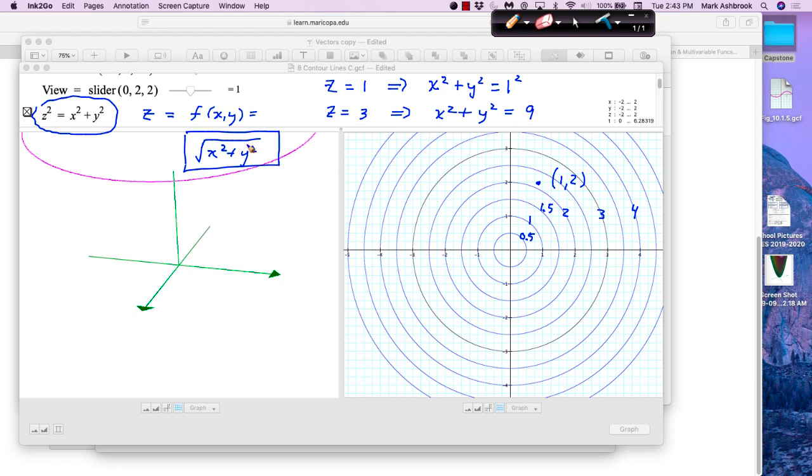Use the formula, right? So f of 1, 2 is the square root of 5, which is a little bit greater than 2. Okay, so at that point right there, when x is 1, y is 2, we see from the level curves that it's a little bit greater than 2, because it's going from 2 to the 2.5 line. Okay, let's do another one here. Any questions on that?